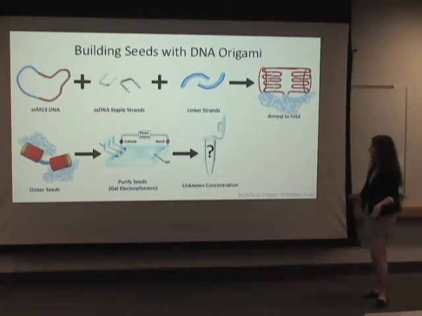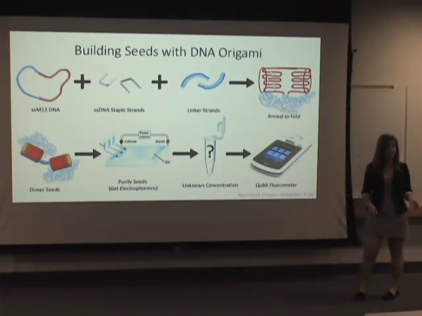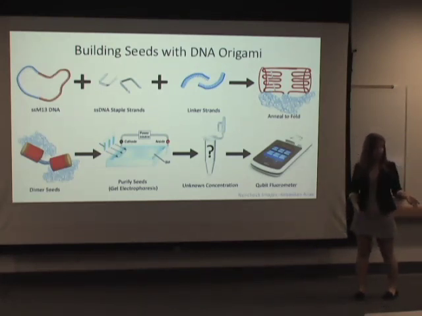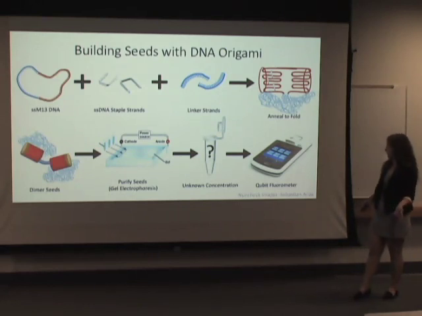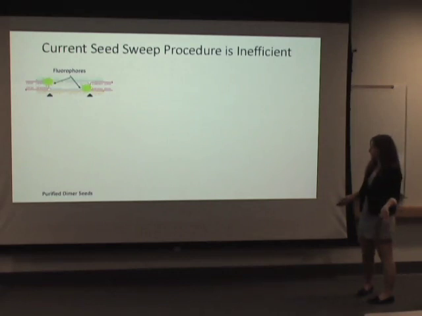So this is where the Qubit comes in. The Qubit fluorometer allows us to measure the concentration of double-stranded DNA in our sample by attaching fluorescent dyes to the double-stranded DNA. So now we know how much double-stranded DNA is in our sample, and it's time to make our nunchucks.